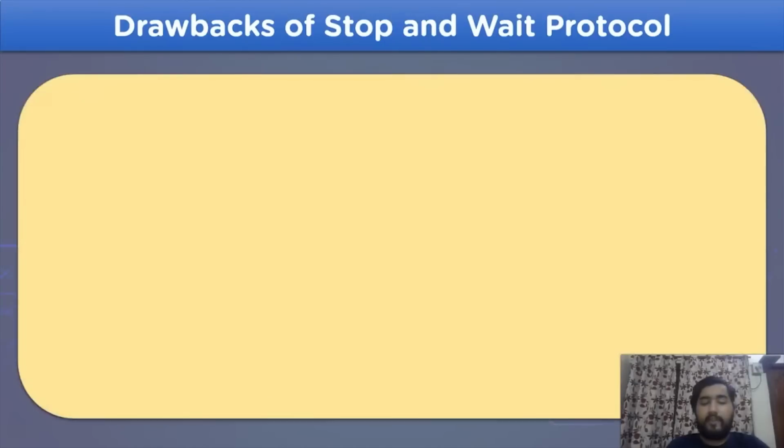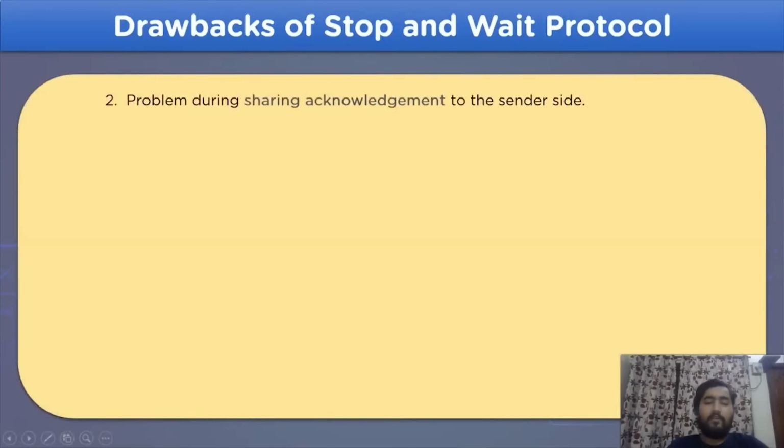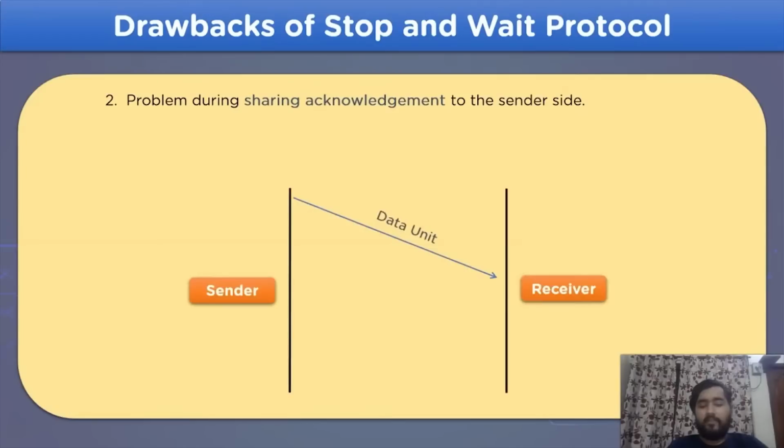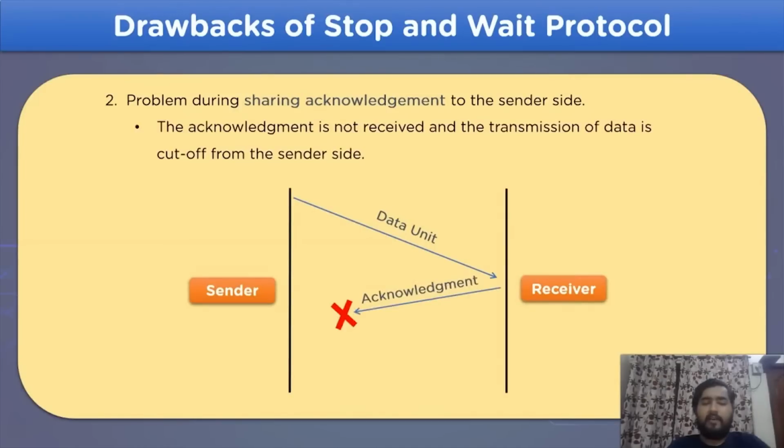Now let's move on to the second drawback. The next issue is related to acknowledgement transmission, that is, during the transmission of the acknowledgement signal, due to network issues, the acknowledgement signal is disrupted and the transmission is terminated. This can arise again due to any reasons that are occurring in the network channel.